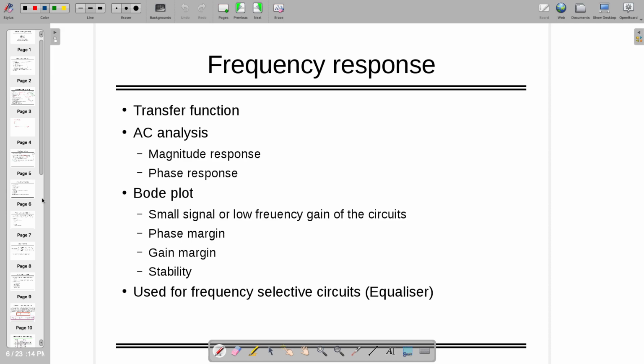So this is a frequency response where I want to do AC analysis. When I want to do AC analysis, it's not only magnitude response. Magnitude response is the one which is output with respect to frequency, but it's also phase with respect to frequency.